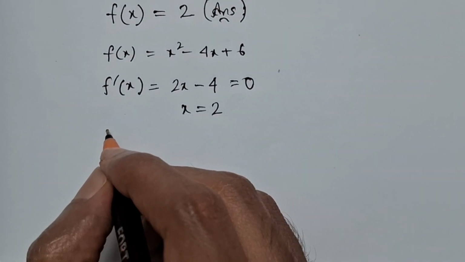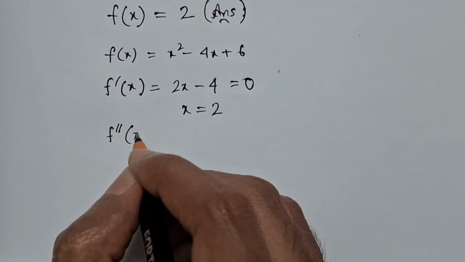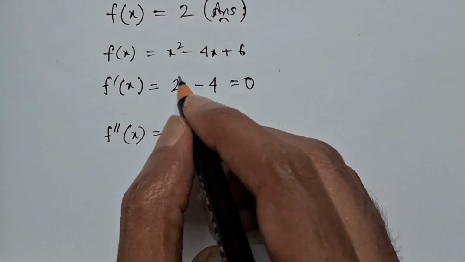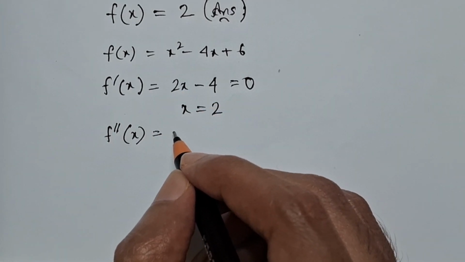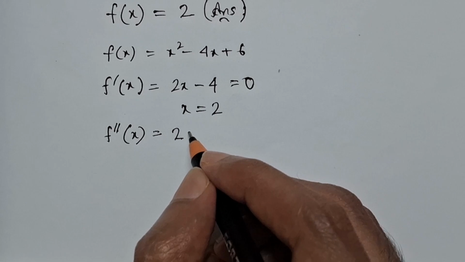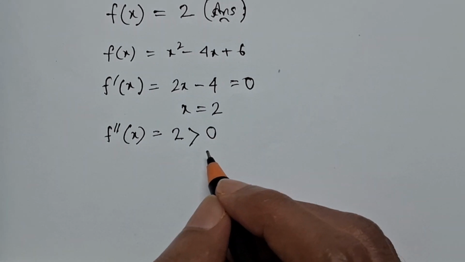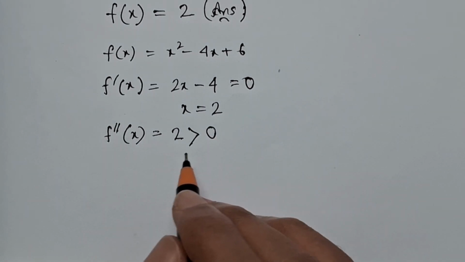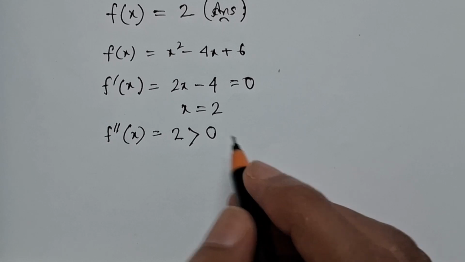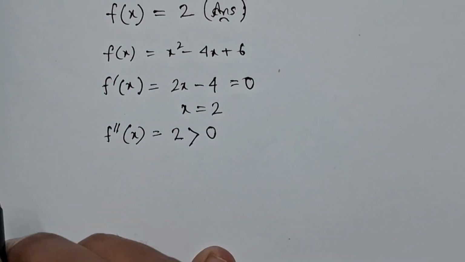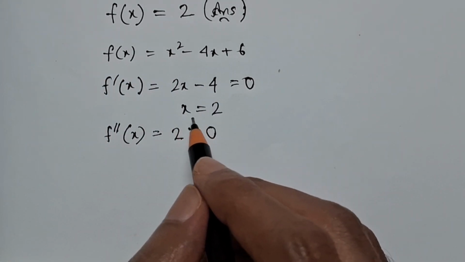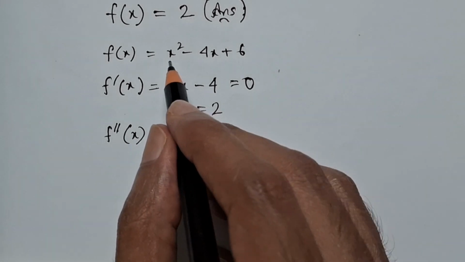Now we find the second order derivative, that is f double dash x. Here we differentiate it again, which equals 2, so that is greater than 0. So we conclude that when the second order derivative is positive, the function f(x) has the minimum value. So we put the value x equal to 2 into this function.